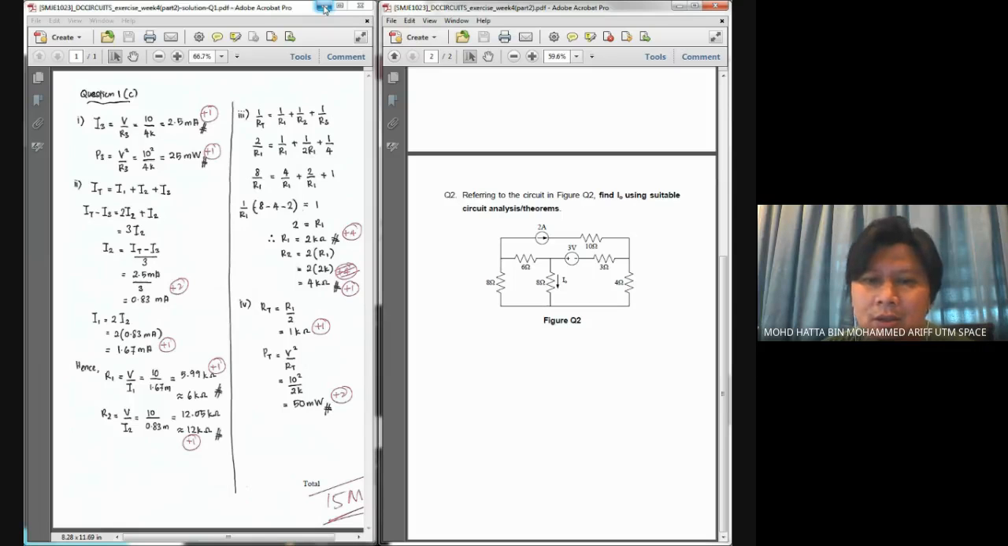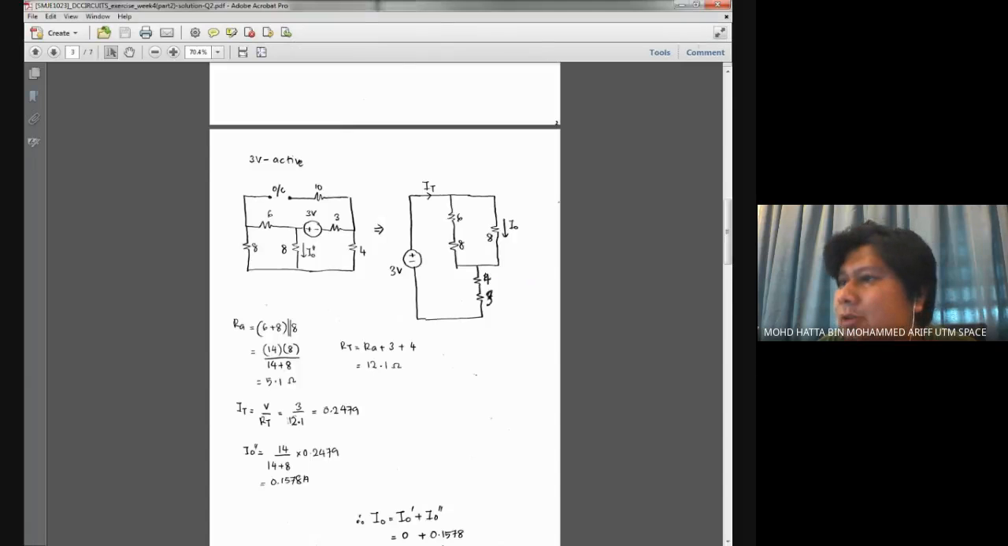But you need to repeat the process over and over. For example, if you have two sources over here, it means that you need to repeat the procedure 2 times. First, you calculate Io prime. Second, you calculate Io double prime, and later on, sum those values together to get your final answer. Okay, I will share my answer over here. Where's my answer? Is this one? Yep.